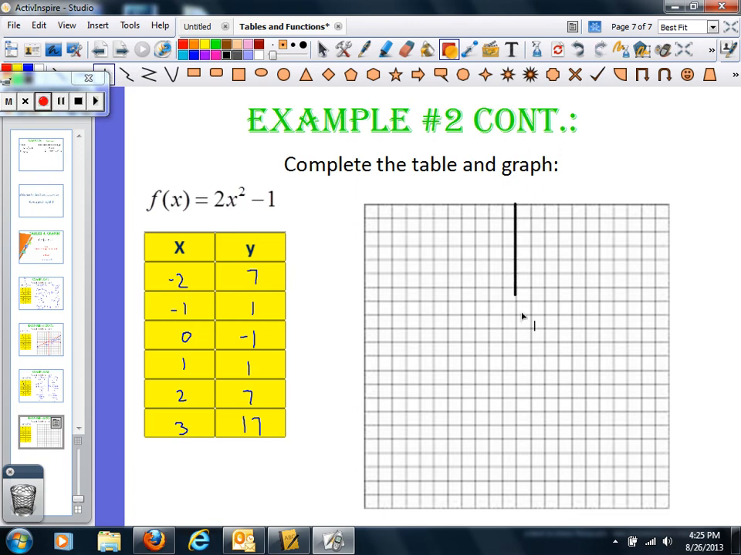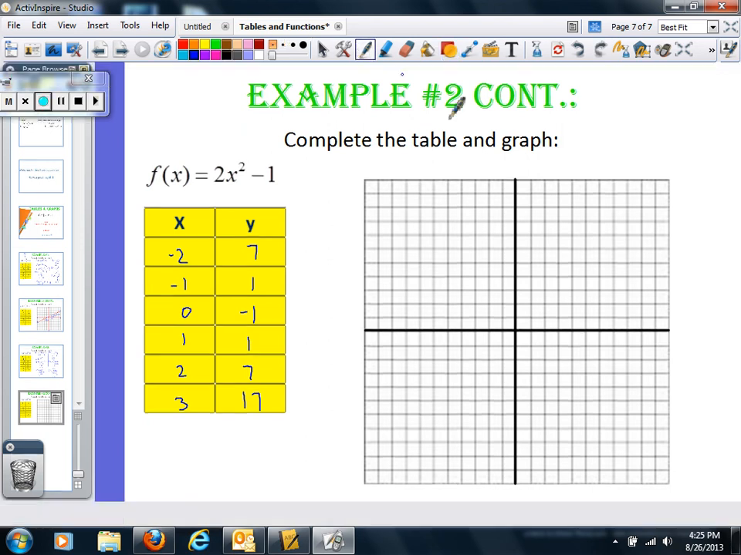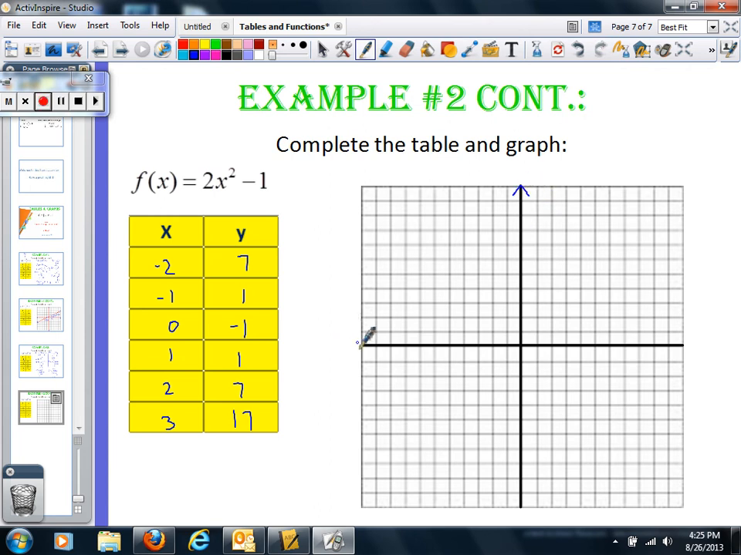So we're going to put that bad boy right in the middle. Put our arrowheads. And then let's go ahead and graph the points. So you have negative 2 and 7. That's 1, 2, 3, 4, 5, 6, 7. And actually, we're going to have to go up by more than that because I have 17 here. So let's do these by 2. So you've got negative 2. You got 2, 4, 6, 8. So that's going to be right here.